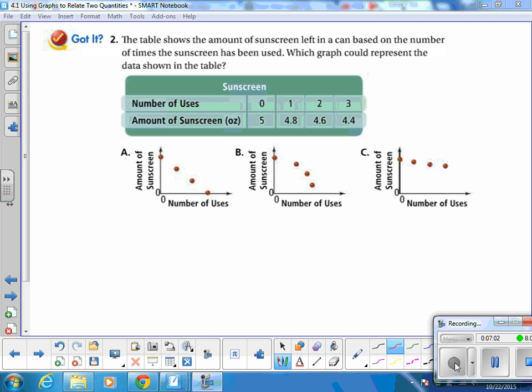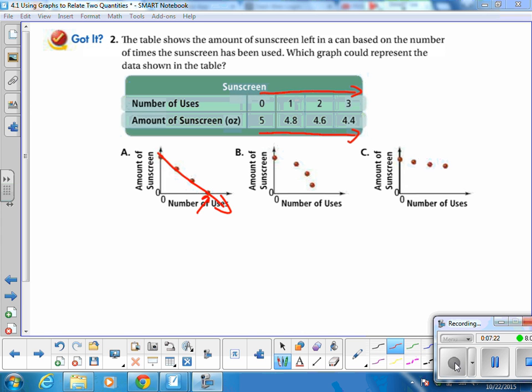So it looks like, as the number of uses increases, the amount being used is going down very slightly. The amount of sunscreen is going down really slow. So I'm looking for something that's a slow change. This one's a linear relationship. It's going down. In fact, it goes down to 0 right here.